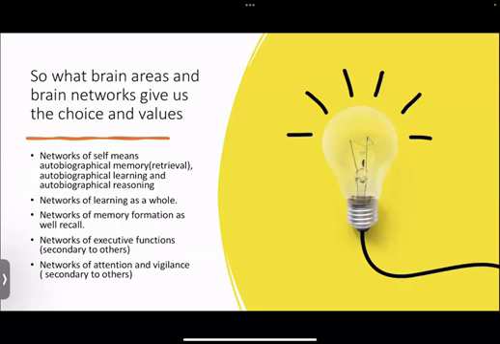Then there are networks of learning as a whole. Then the network of memory formation as well as the network of recall. Then networks of executive function secondary to others, and networks of attention and vigilance secondary to others. First, the network of self, the network of learning, and the network of memory formation are the major ones. Then executive function and attention and vigilance come secondary to these.